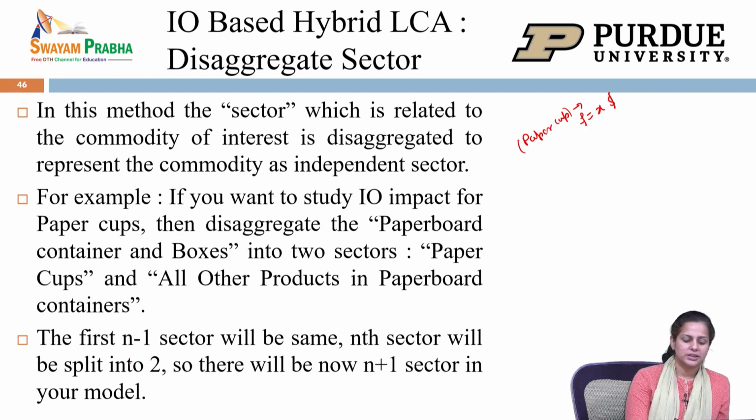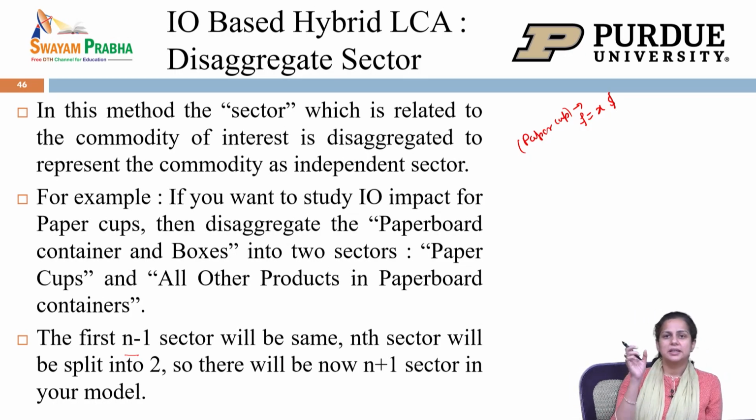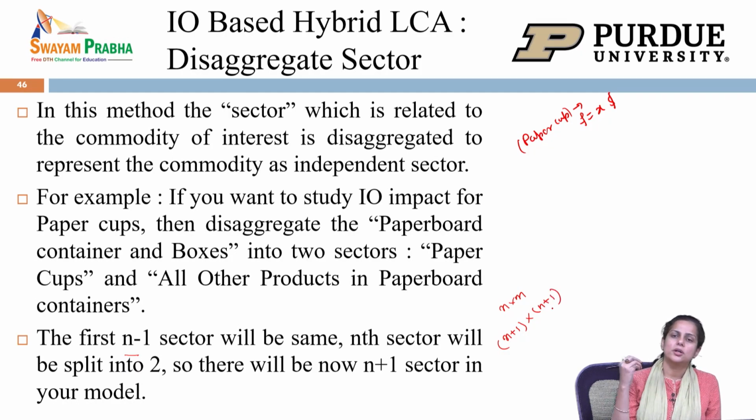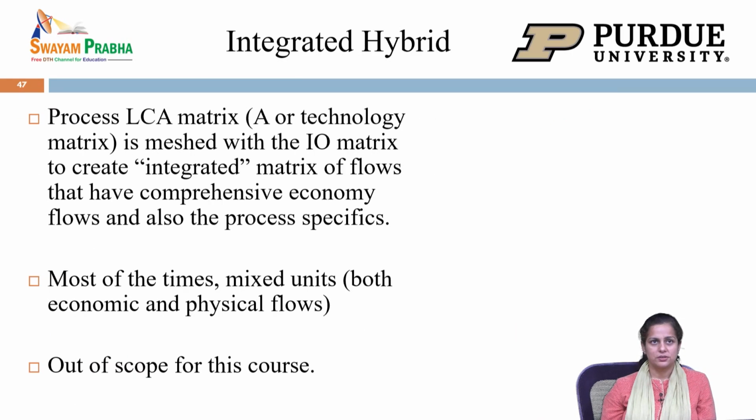So here the first n minus 1 sectors will be the same, we do not touch anything about that, but let's say we are splitting the nth sector into 2. So then in the new model of the economy, if the original economy model was n by n matrix, our new model will be n plus 1 times n plus 1, where the new sector is the sector for which we had more process information available, and now we are interested in studying that. So that is the IO based hybrid LCA.